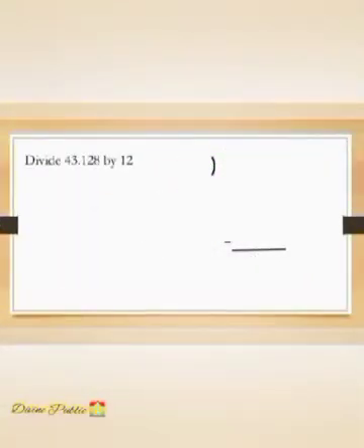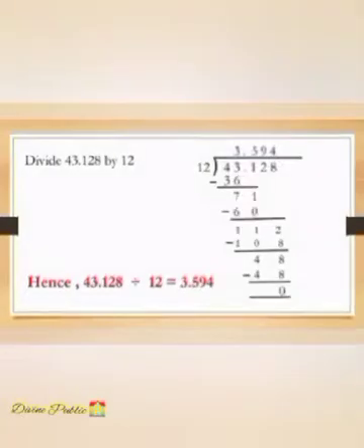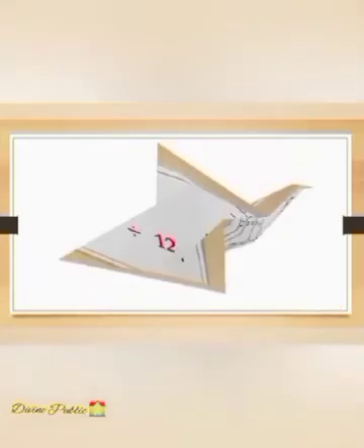Let us see the example. Divide 43.128 by 12. You can see the division here. Firstly, we will divide 43 as the whole number part by 12, and after that we will put the decimal point, and then we will start the division of the decimal part. After division, we will get the result 3.594 as the quotient and final answer.